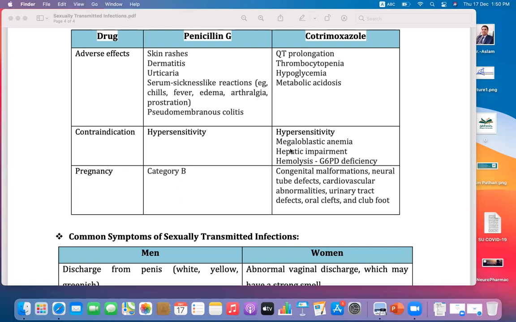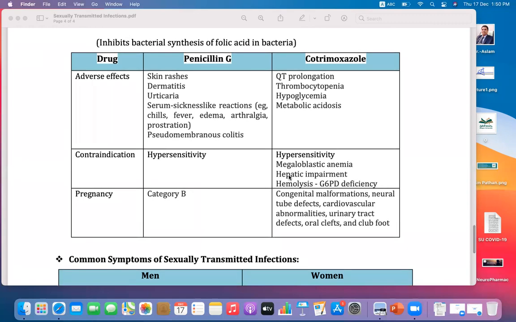What is the pregnancy category of cotrimoxazole? We know that during the first trimester of the pregnancy, the folic acid is very important for the neural tube development and the growth of the fetus. If this drug is given during the first trimester of the pregnancy, it may lead to congenital malformation, neural tube defect, cardiovascular abnormalities, urinary tract defect, oral cleft, and club foot. So cotrimoxazole should be avoided, mostly in the first trimester of the pregnancy.